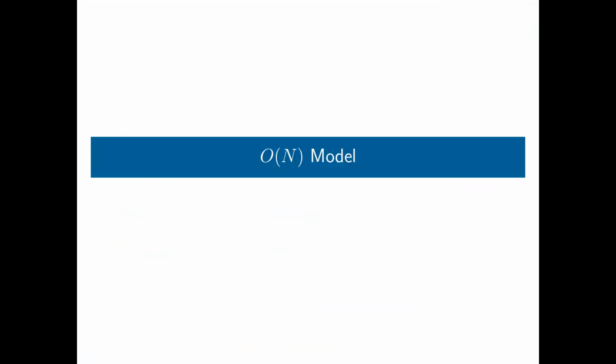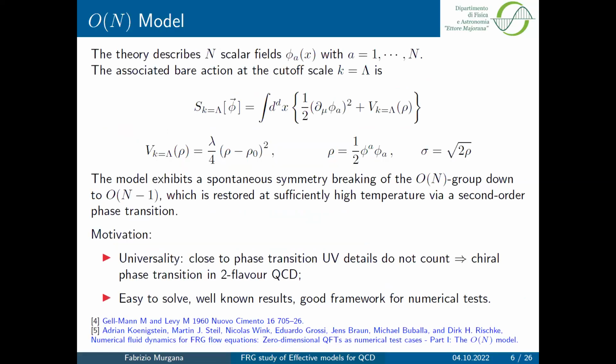Now we can move to the first model, the O(N) model. This is a pretty simple model, so one may ask, why are you studying this? So first of all, we have a collection of N scalar fields, pretty simple, kinetic term, potential term, which depends on the invariant of the theory, which is just this scalar product of the fields. And we have a potential, which is quartic in the fields. Now, the interesting feature is that this simple model exhibits a spontaneous symmetry breaking. You go from the O(N) symmetry down to O(N-1). And this symmetry is recovered at sufficiently high temperature via a second order phase transition.